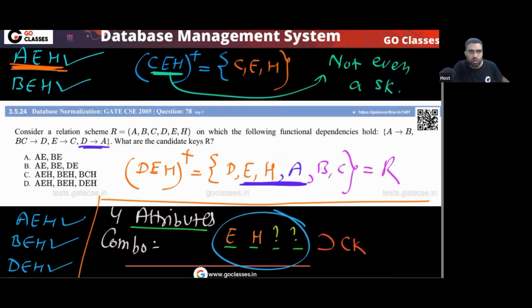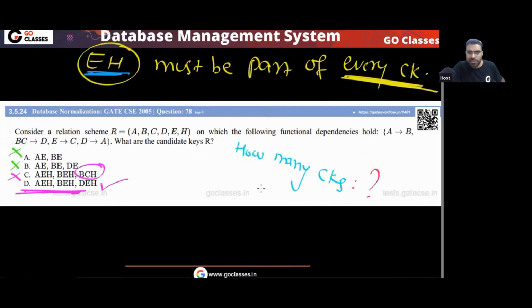So what can I say? This is not a candidate key. Yes or no? Is this clear? Please tell me. So you don't have to check 4 attribute combinations. So your answer will be what? How many candidate keys are there? If they ask you how many candidate keys, the answer will be 3. This will be your answer.